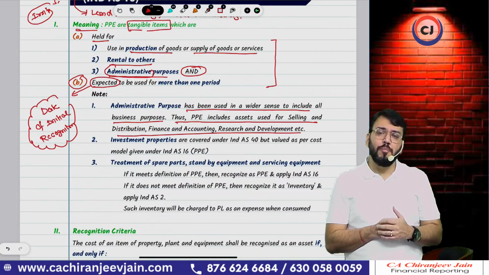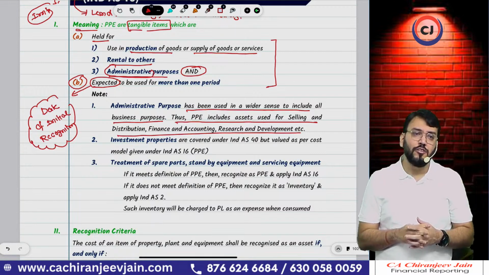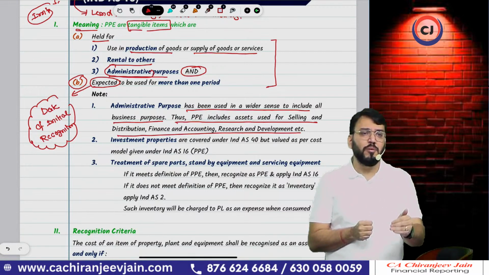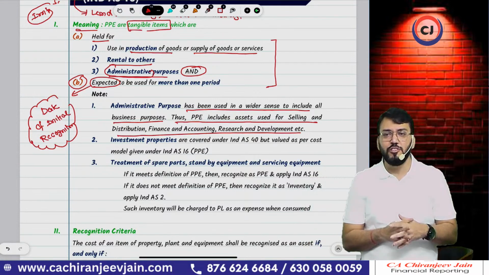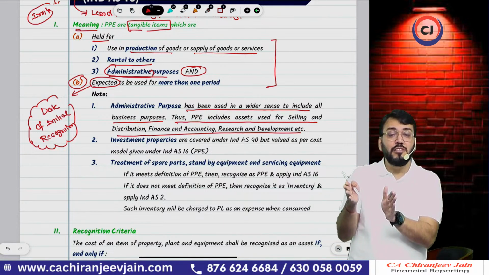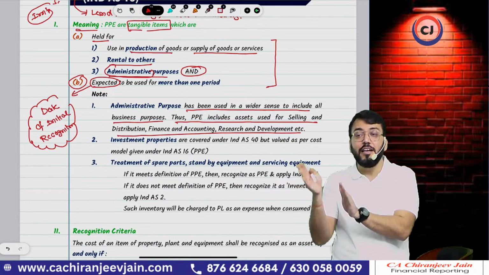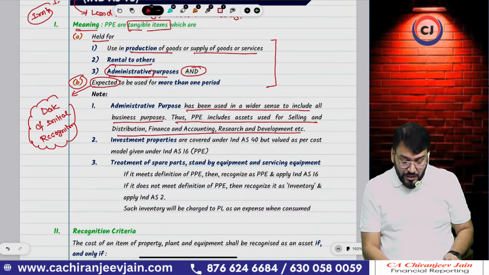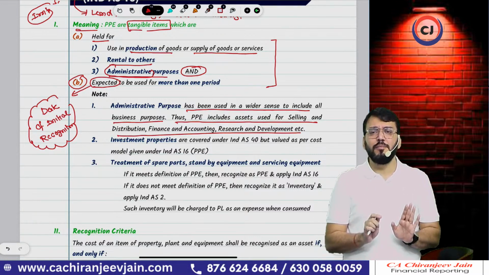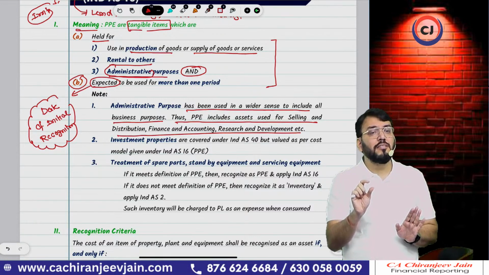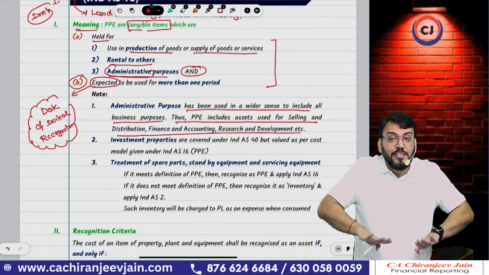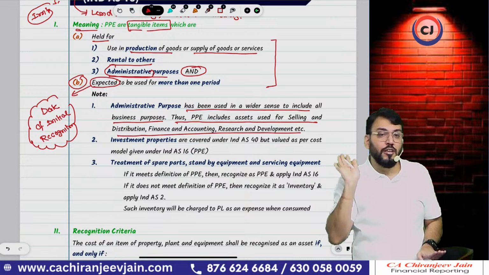Thus PPE includes assets used for selling and distribution, finance and accounting, and research and development, etc. Second clarification is for property which is given on rent to earn rental income. We have not done investment property yet. When we do investment property, investment properties are those properties which are held for earning rental income. So any property which is given on rent to others, a clarification has been given that any property held for earning rental income is held for rental to others, so that is not covered in this chapter. That will be covered under Ind AS 40.